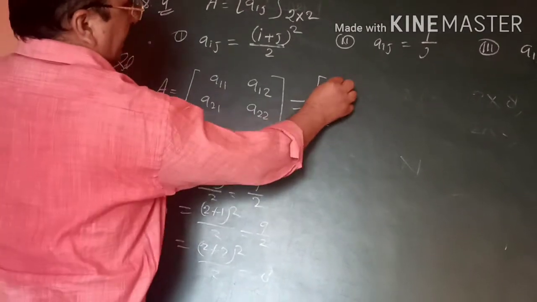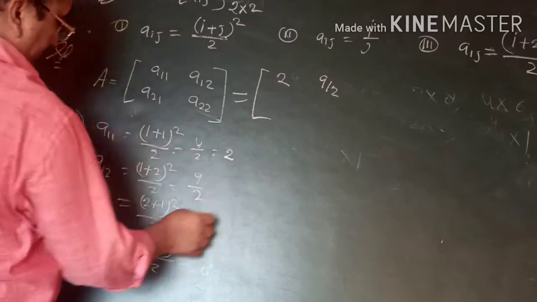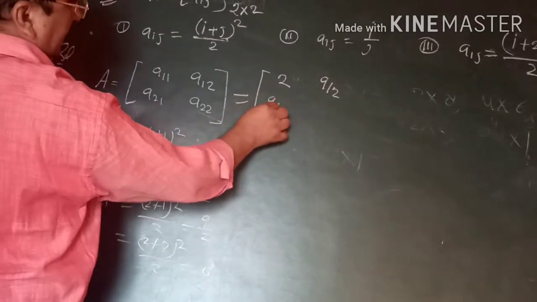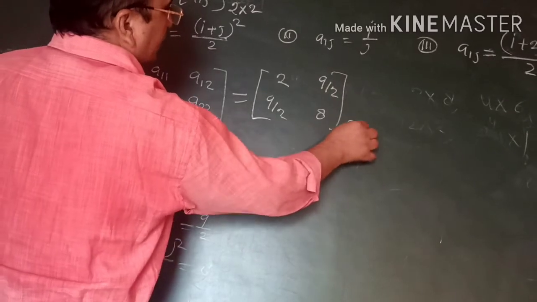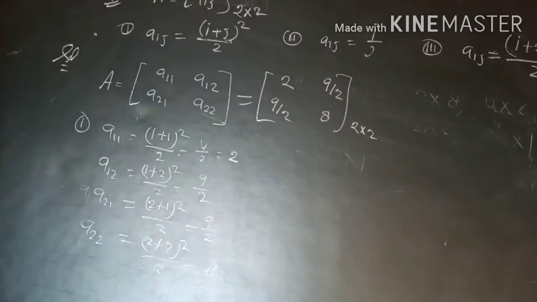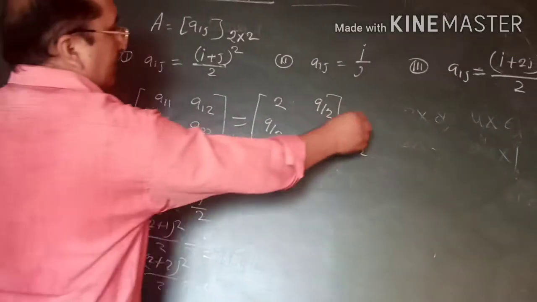We can put here a11, that is 2, a12 is 9 upon 2, a21 is 9 upon 2, and this one is 8. This is 2 cross 2. This is the first answer of this question. And now come to the next, second one.